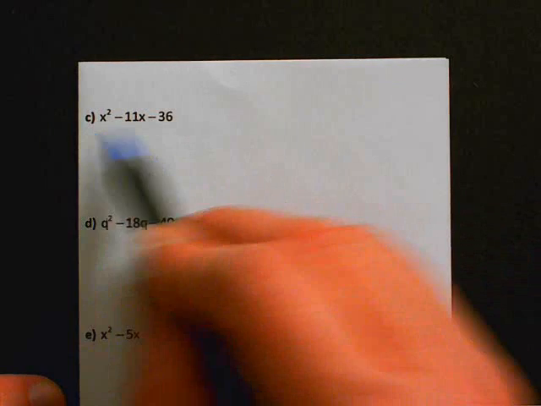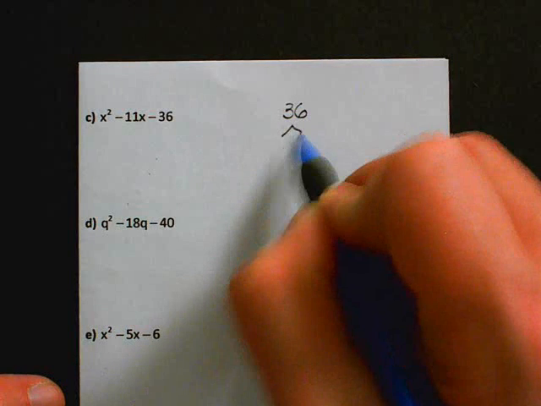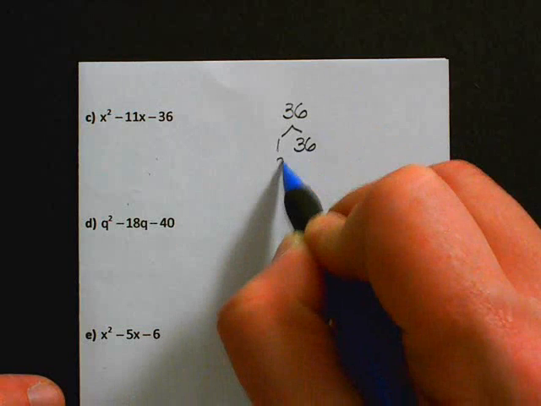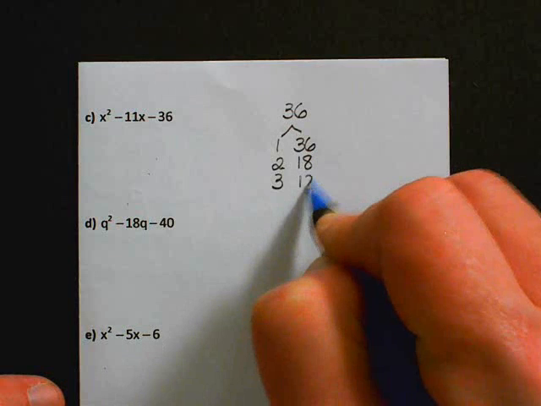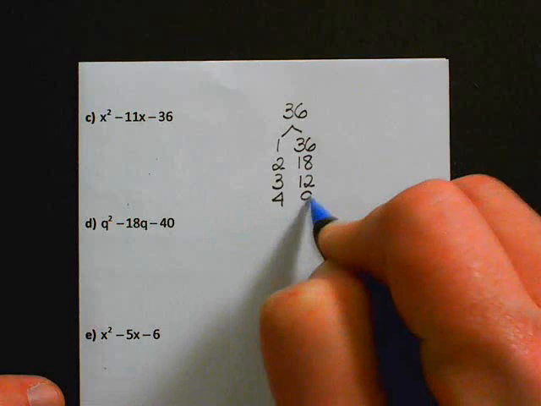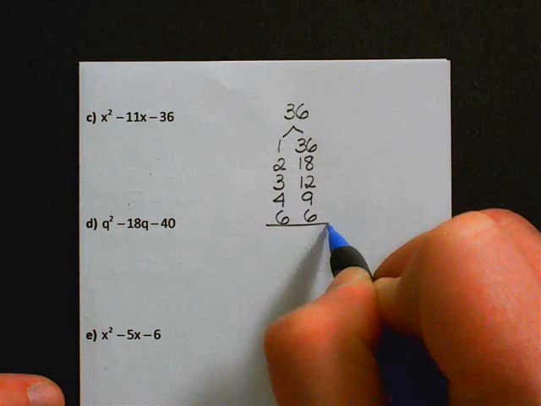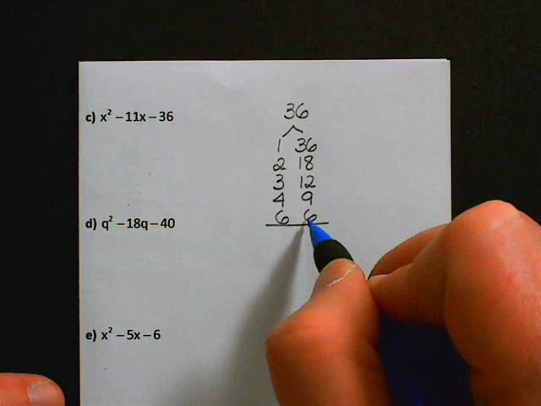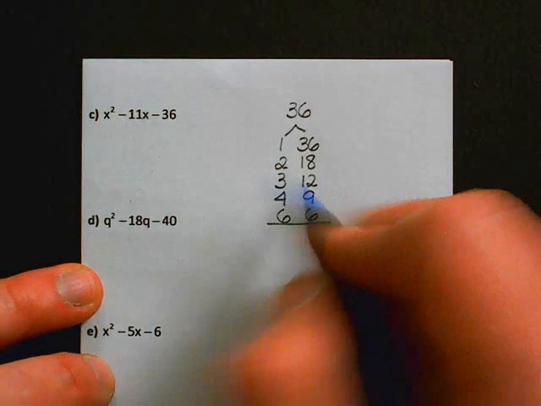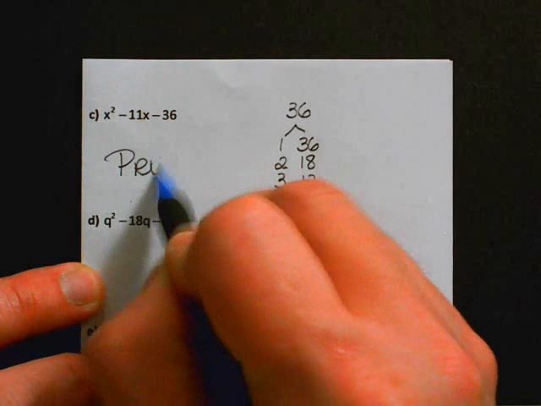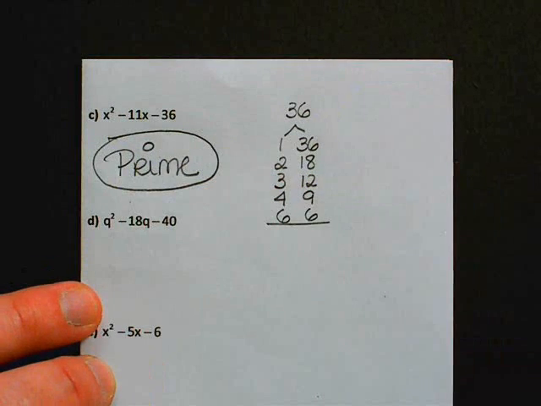Alright, we're going to do the same thing. So it'll be 36. What numbers give me 36? 1 and 36. 2 and 18. 3 and 12. 4 and 9. 5 does not. And then we have 6 and 6. And is there anything that gives me 11? And the answer is no, I don't have anything that gives me 11. So that means this will be prime, because there's no way to factor this.